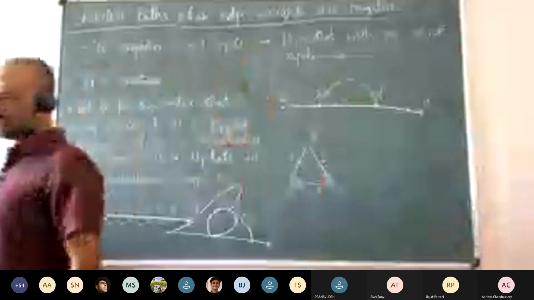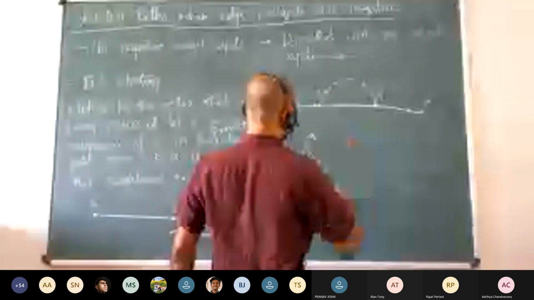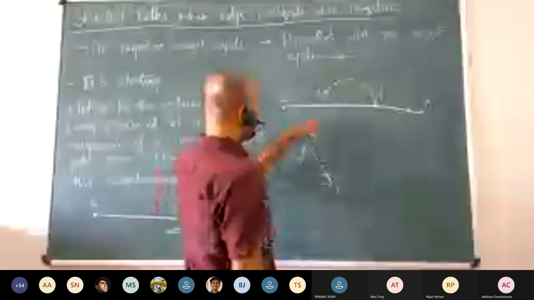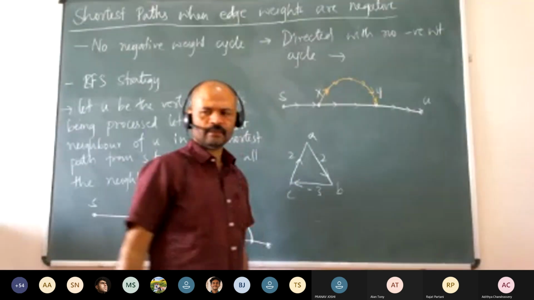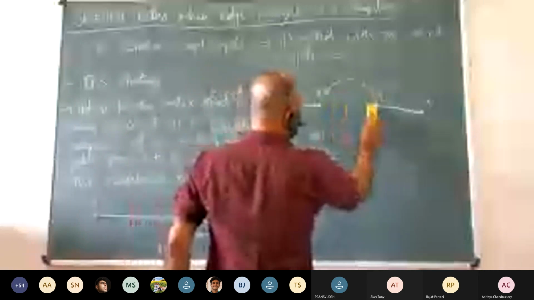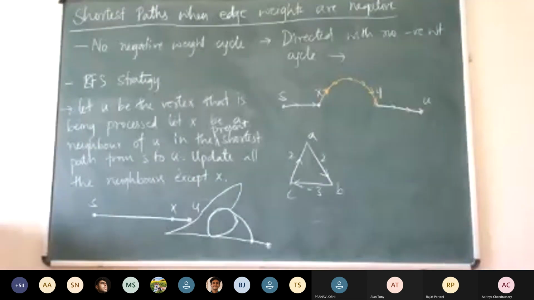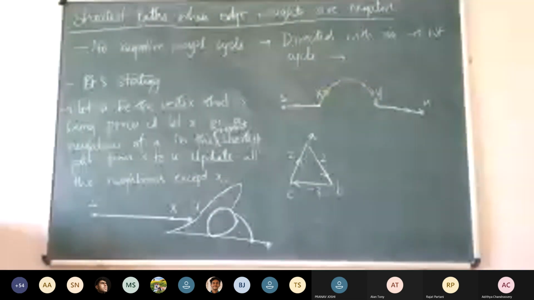Now is this fine? Suppose the other, shorter path is somewhat like this. Then what do we do? We replace this path by this path. We delete this white path, and we take this path, and this will be the shorter path from S to U, which is a contradiction. So this is the easiest case.